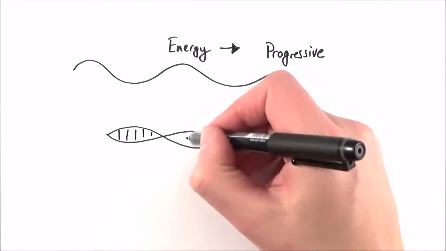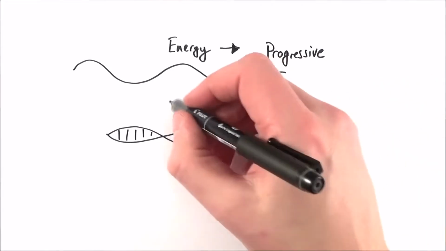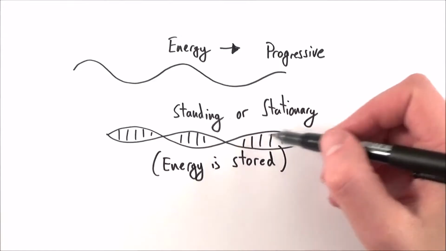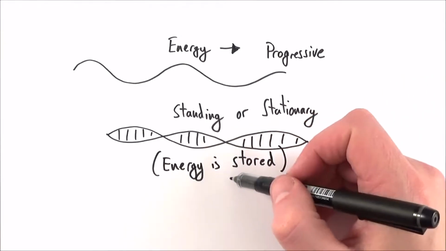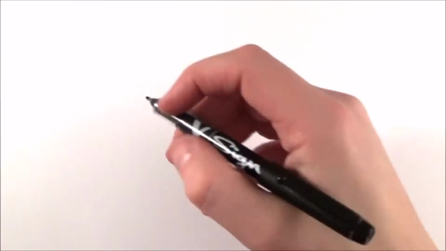And what we're going to look at instead are waves that don't seem to move at all, and these are called standing or stationary waves. So it's these standing or stationary waves where we store energy, and they're quite different to the progressive waves that you've been used to so far. So how are these waves formed?